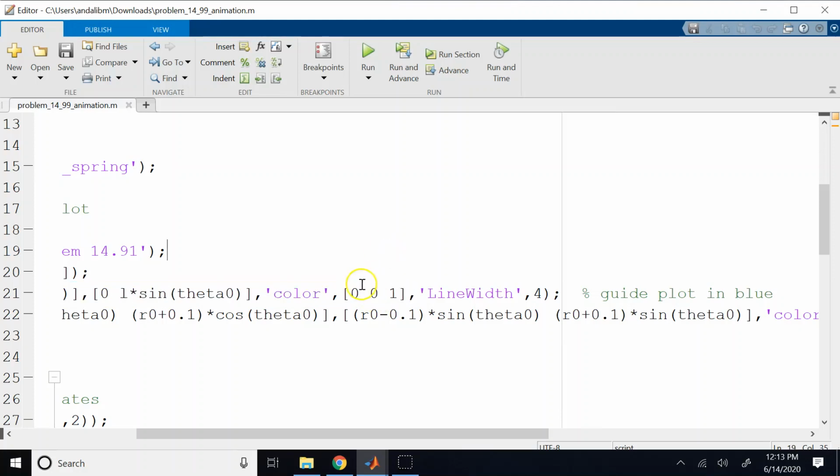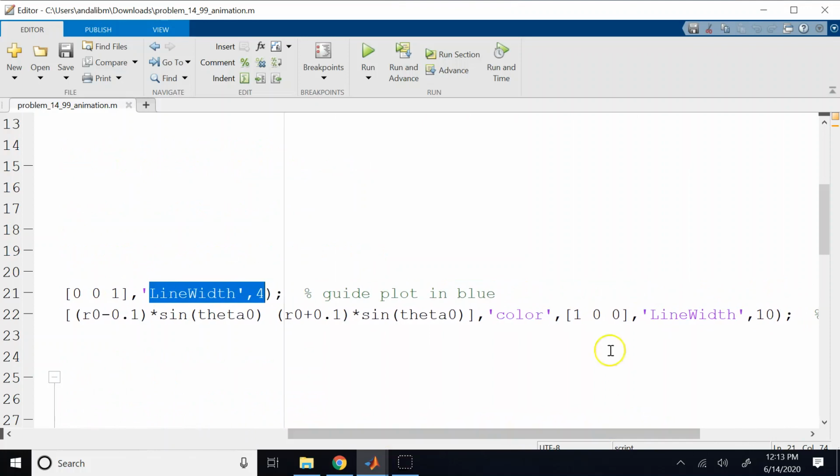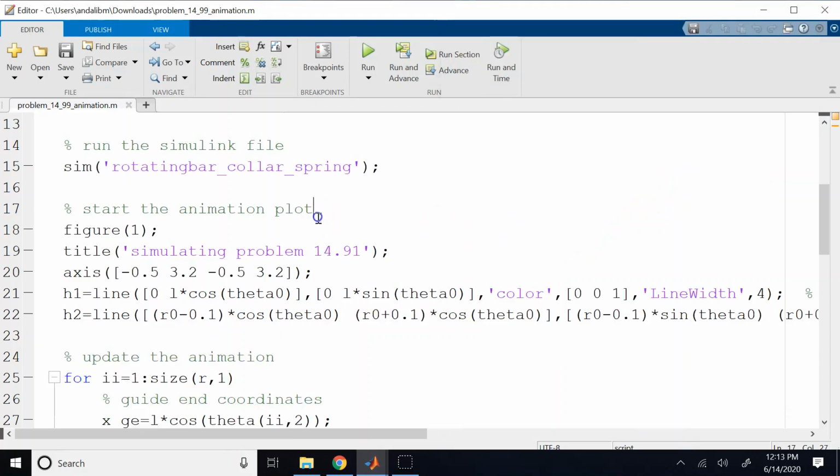001, these are the components of red, green, and blue, RGB color components. So this is 0 red, 0 green, 1 blue. So this is the blue line. The line width is 4 pixels. The other one is the box, which the color is 100, so red, green, blue, so it is red, and the line width is 10 pixels instead of 4. So clearly this is 10 pixels, this is 4, and it works for me.